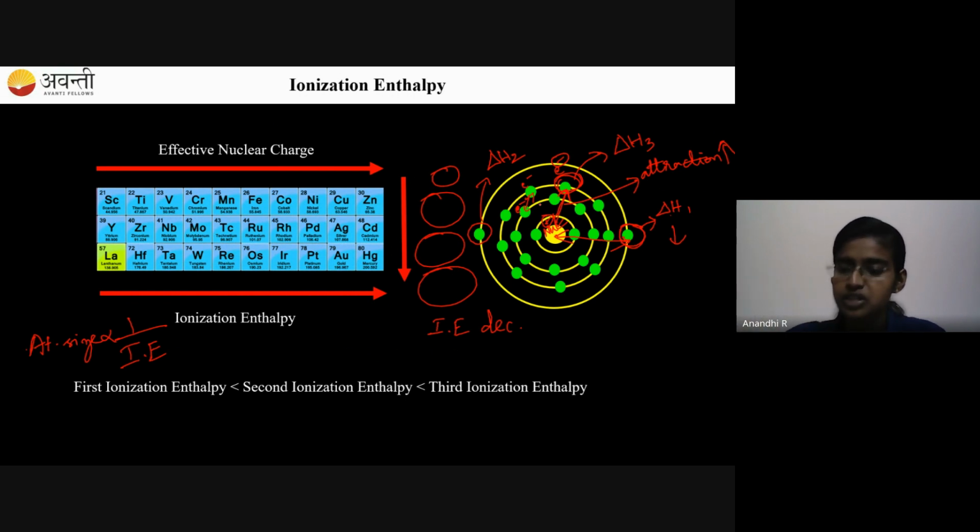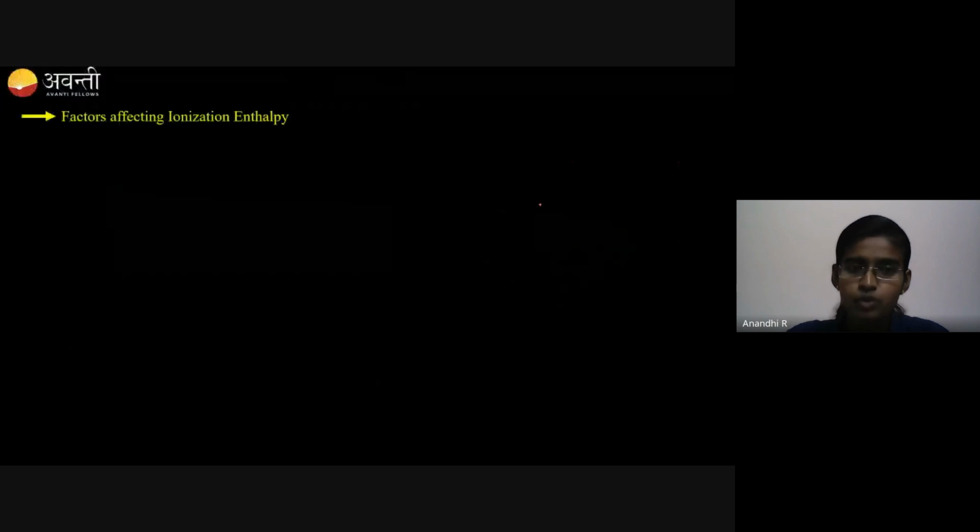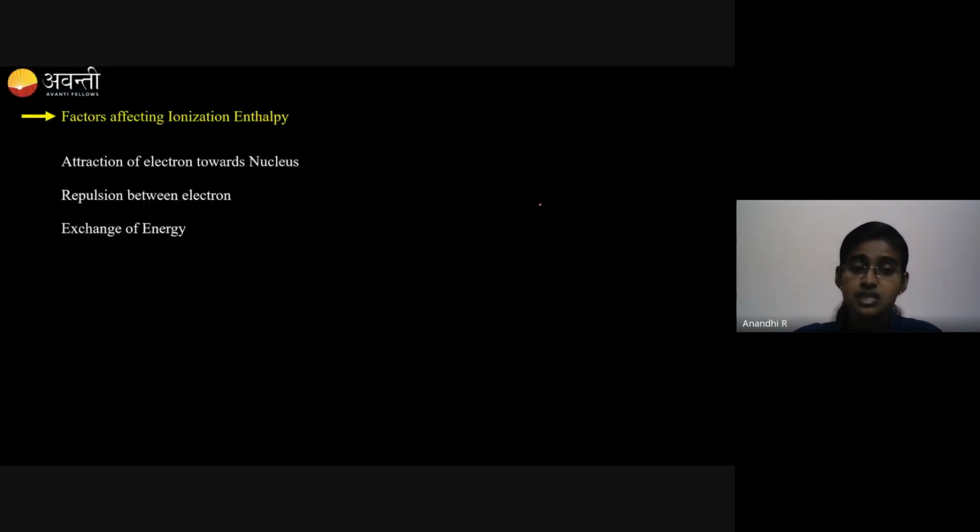In addition to these two factors, one more factor is there, which is called exchange energy. If one electron jumps from one orbital and is placed over another orbital, it is moving, no? While moving, it loses some energy. That is called exchange energy. So these three factors are associated with ionization enthalpy.